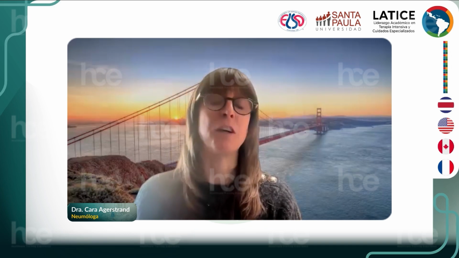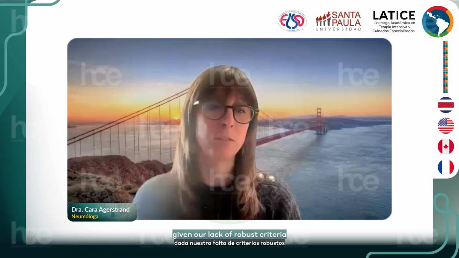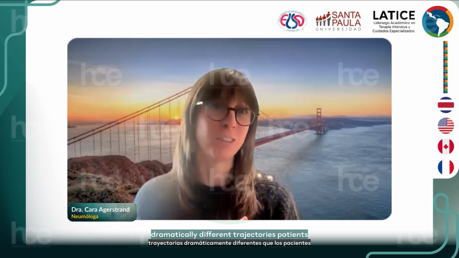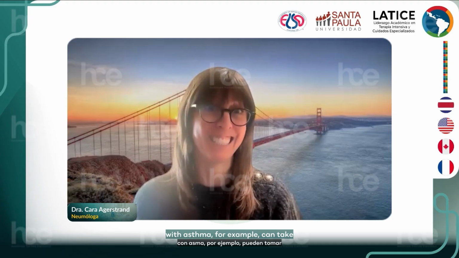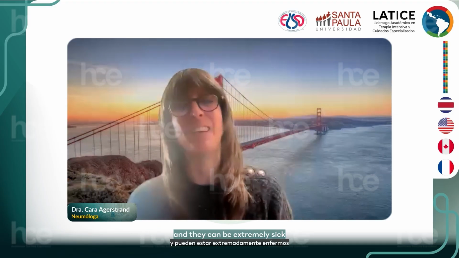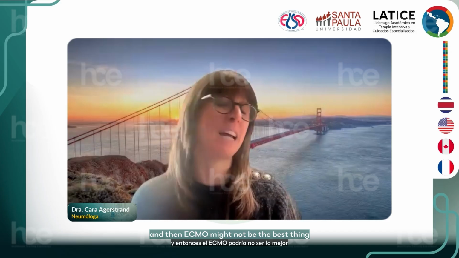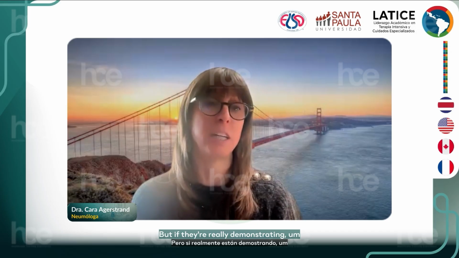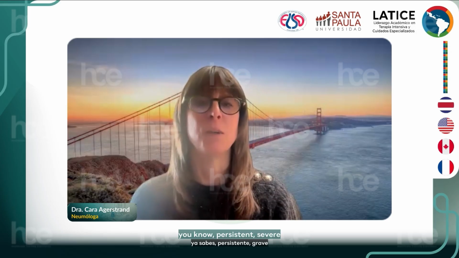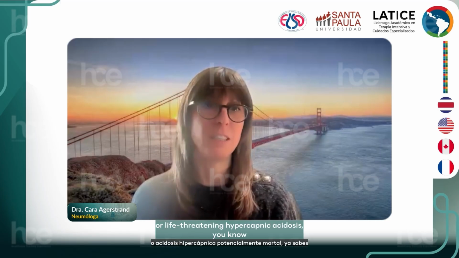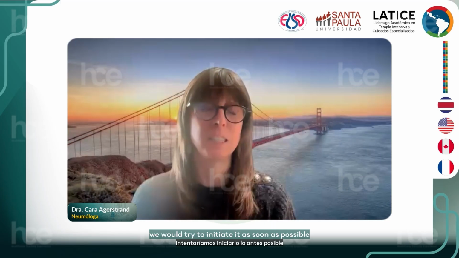But it is very patient dependent, given our lack of robust criteria and the dramatically different trajectories that patients with asthma, for example, can take. Sometimes people will break quite quickly and they can be extremely sick, yet improve nearly as rapidly, and ECMO might not be the best thing. But if they're really demonstrating persistent, severe, or life-threatening hypercapnic acidosis, we would try to initiate it as soon as possible.